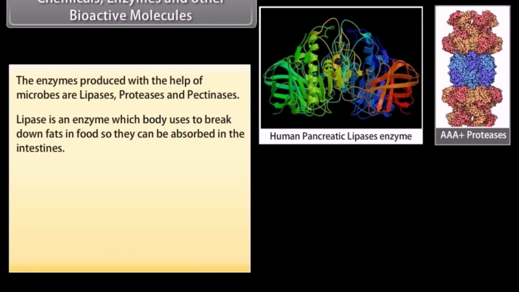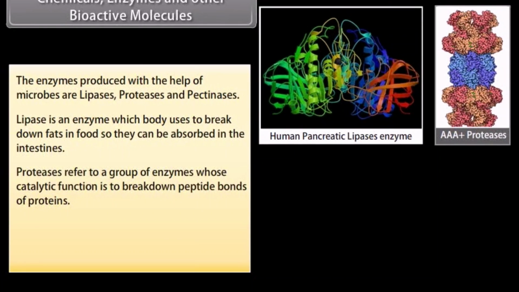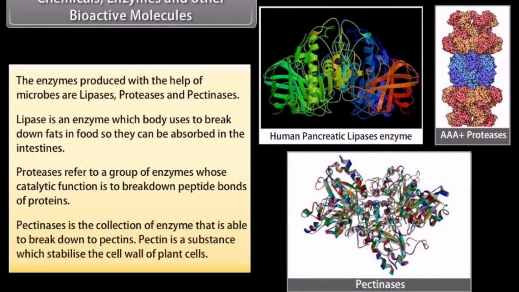Lipase is an enzyme which the body uses to break down fats in food so they can be absorbed in the intestines. Proteases refer to a group of enzymes whose catalytic function is to break down peptide bonds of proteins. Pectinases is the collection of enzymes that are able to break down pectins. Pectin is a substance which stabilizes the cell wall of plant cells.